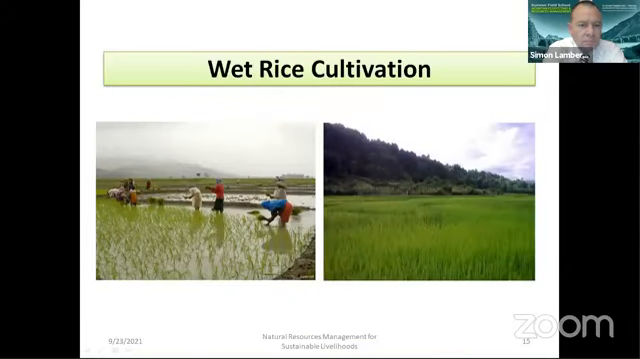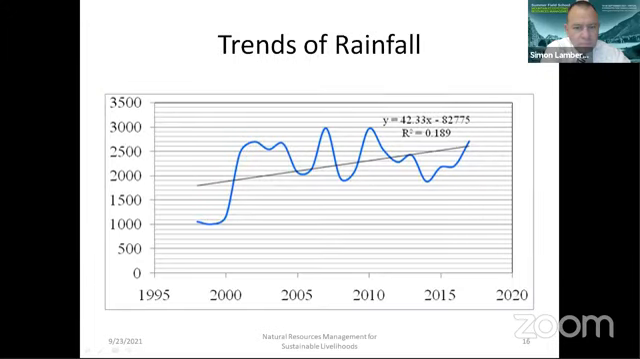But on the other hand, if you see wet rice cultivation as a land resource, there is potential. These valley regions and floodplains have lots of wet rice cultivation, but the area is very less. Only 1% of the total area of Mizoram is under wet rice cultivation. So it has future potential, and we are talking about how we can develop this land resource for wet rice cultivation in the future.